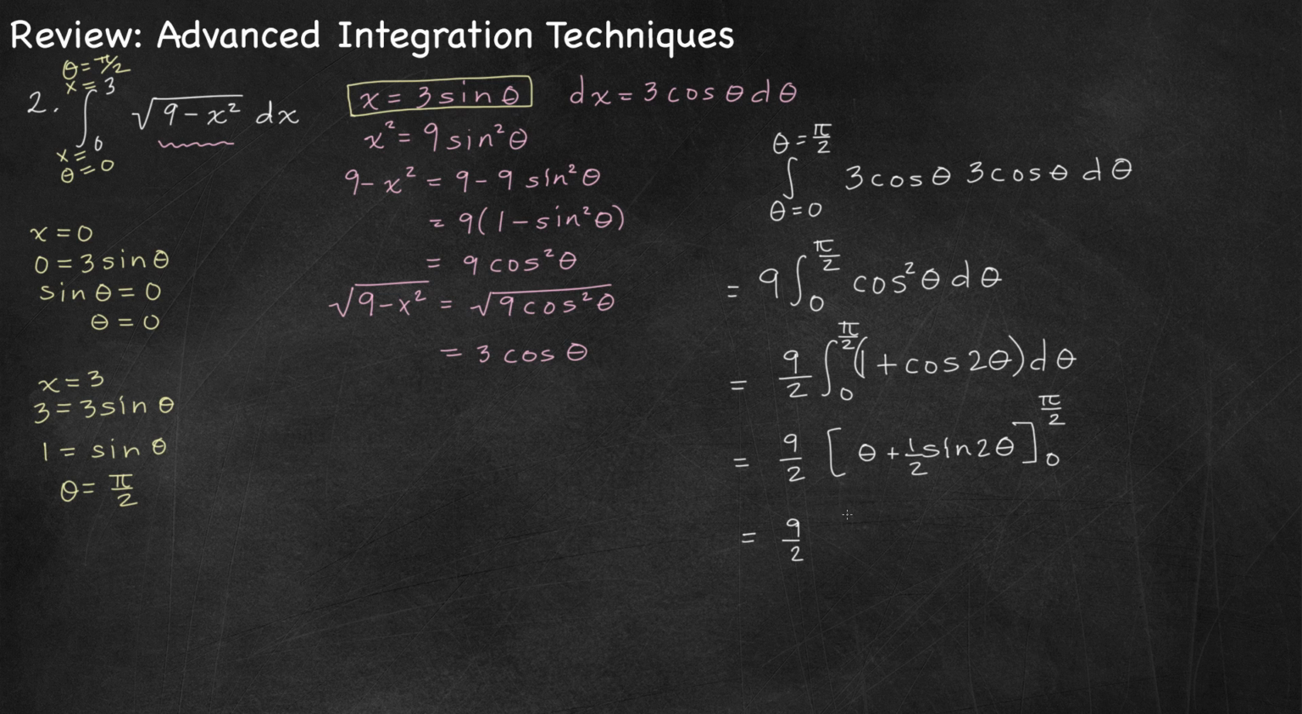Now we want to substitute in our upper bound, so that's pi over 2 plus 1/2 times the sine of 2 times pi over 2. 2 times pi over 2 is pi. The sine of pi is 0, so that's just 0. Minus, and then we're subbing in our lower bound, which is going to give us 0 plus 1/2 times the sine of 2 times 0. The sine of 0 is 0, so that's all just 0. And we get 9 over 2 times pi over 2 for a final answer of 9 pi over 4.